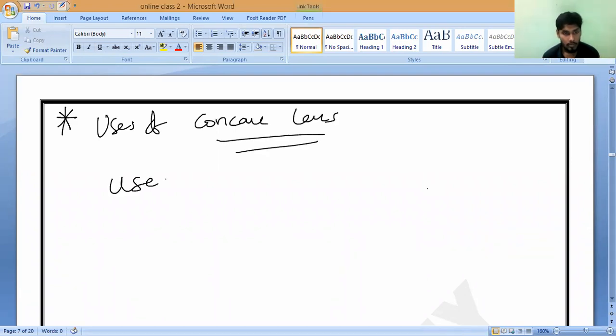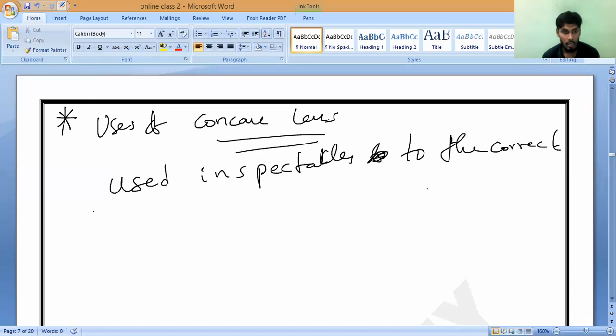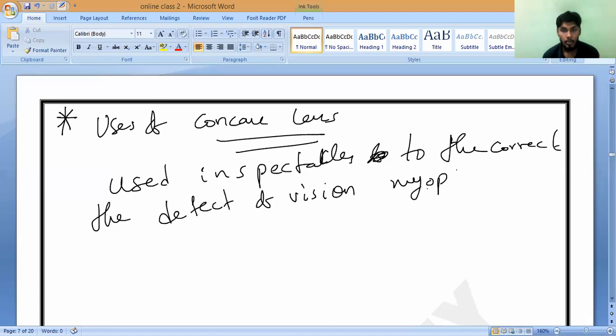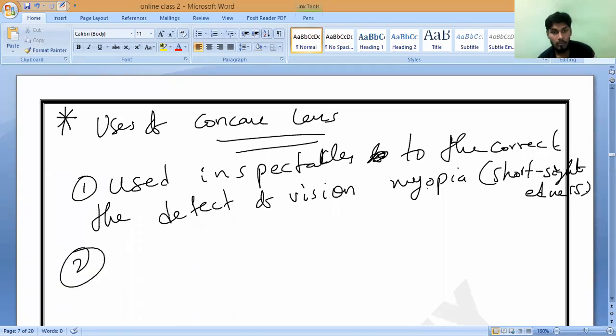Used in spectacles to correct the defect of vision, myopia. Myopia we can also call short sightedness. Do you understand, all of you? This is the first use. Next, second use, write it, all of you.